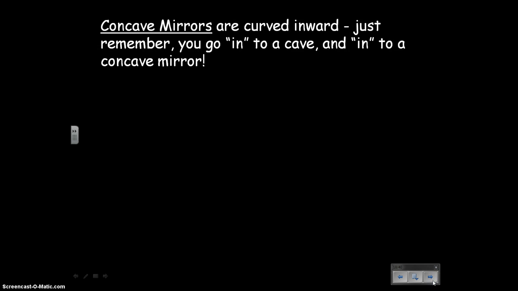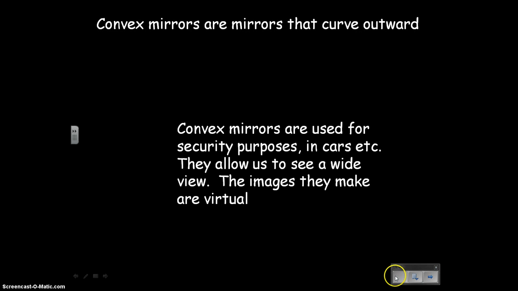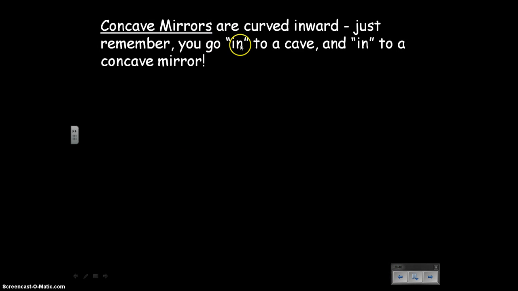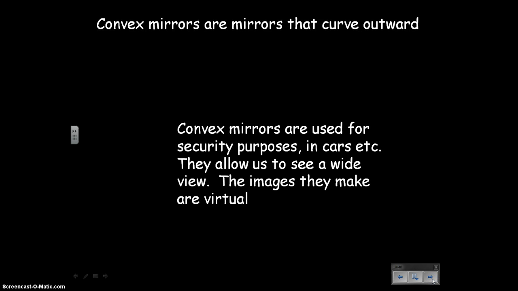Concave mirrors are curved inward. Just remember, you go into a cave and into a concave mirror. That's one way of remembering it. Convex mirrors are mirrors that are curved outwards. Convex mirrors are used for security purposes in cars, etc. They allow us to see a wide view, just like your parents' rearview mirror.